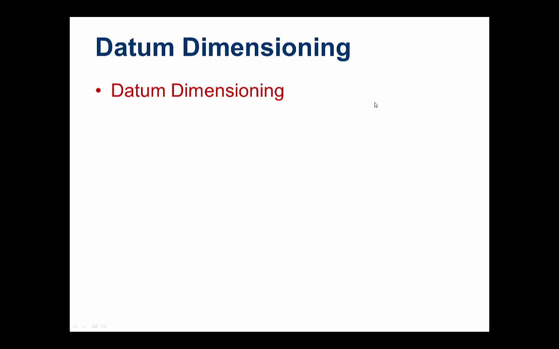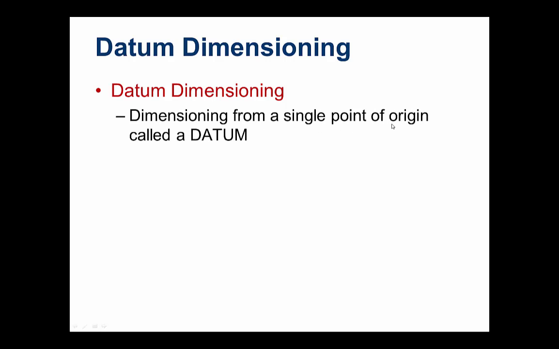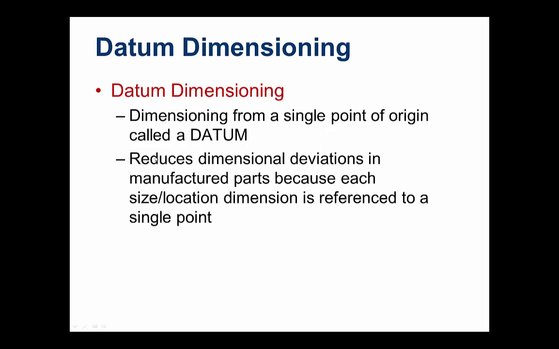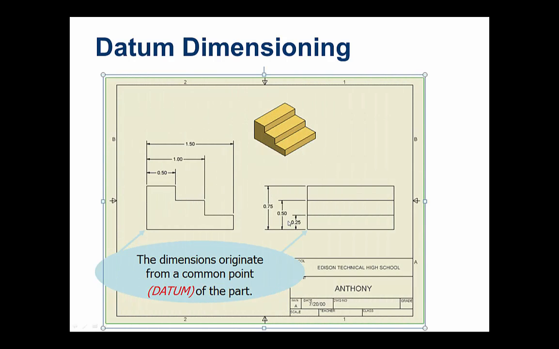If you've watched the earlier video, datum dimensioning is dimensioning from a single point of origin, which we call a datum. We use this because it reduces dimensional deviations in manufactured parts, because each size or location dimension is referenced to a single point. So it gives us a way to avoid errors. If we start at this point, we can dimension to that point and to this point and to this point, and we can get all of our dimensions here. Okay, so that's datum dimensioning.